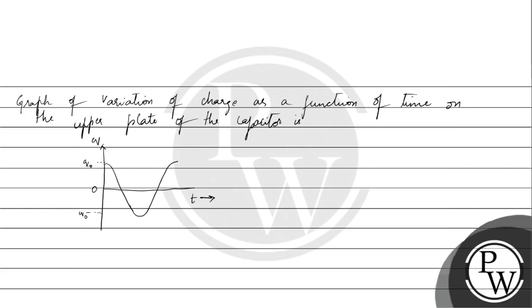This is in one cycle. This is 0. This is at T by 4. This is at T by 2. And where it cuts the x axis again, this is 3T by 4. So this is how the charge will vary as a function of time on the upper plate of the capacitor. Hope you have understood it well. Best of luck.